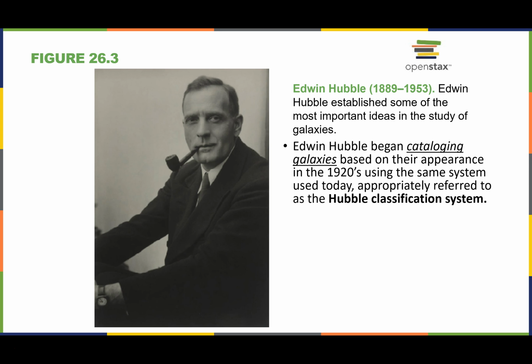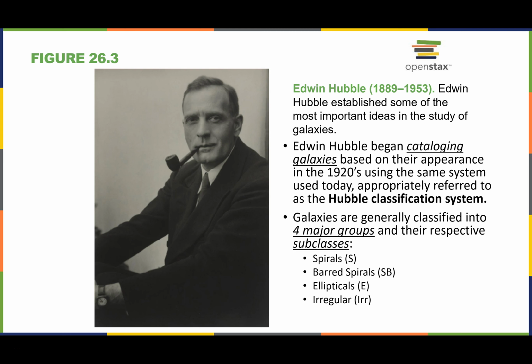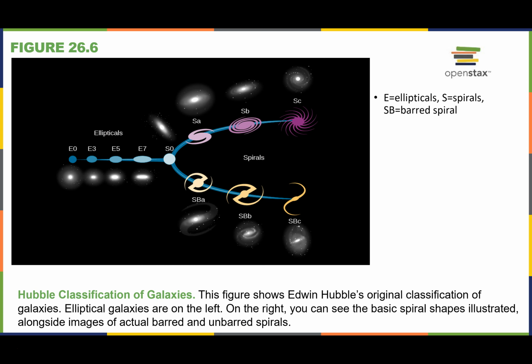Hubble, of course, the Hubble Space Telescope, is named after Edwin Hubble. And what Hubble did was categorize galaxies. The categories I talked about in the previous slide are spirals, ellipticals, and irregular galaxies, but we also have barred spirals. As it turns out, the Milky Way galaxy is not just a plain old spiral, it's a barred spiral. Each type of galaxy has a capital letter that goes with it: S for spirals, SB for barred spirals, E for ellipticals, and I for irregulars.